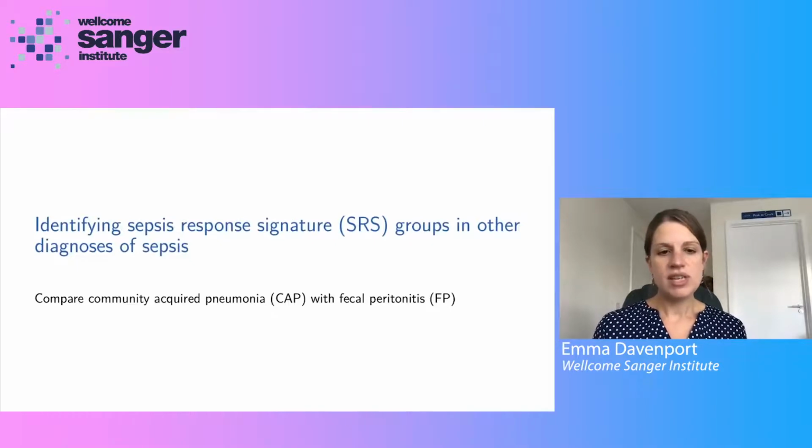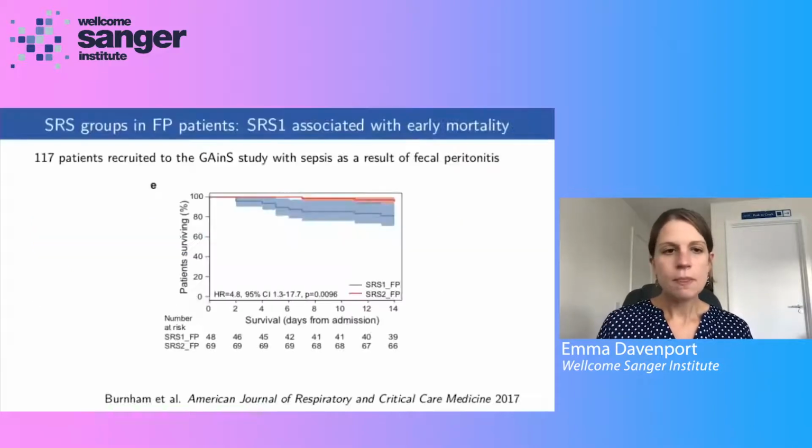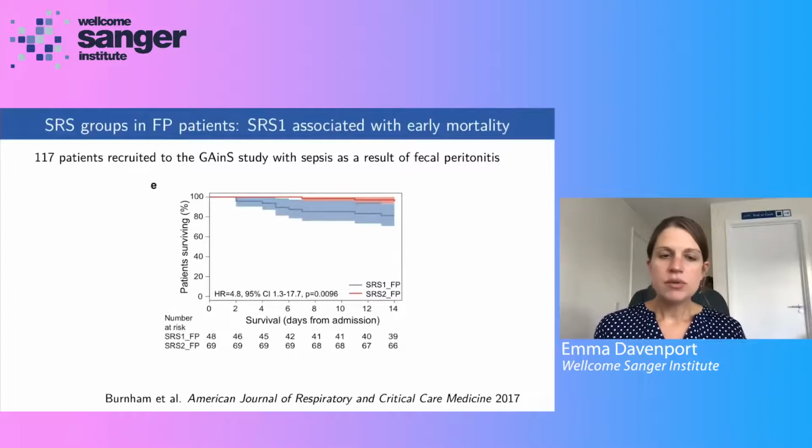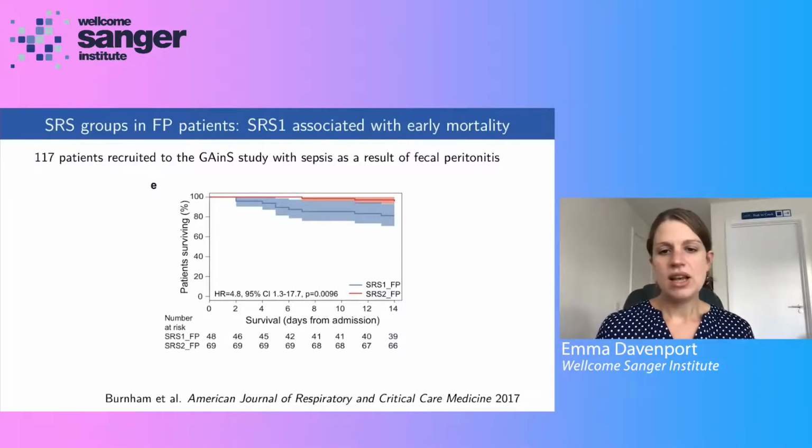in addition to our community-acquired pneumonia patients, we also recruited fecal peritonitis patients to the GAINS cohort. These are patients where there's been some sort of perforation in the bowel, which means that they have bacteria leaking, and so this is a very different cause of sepsis. In 117 patients recruited to the GAINS study that had sepsis as a result of fecal peritonitis, we again used our 7-gene set to assign SRS1 or SRS2 group membership. And again, from this survival curve, you can see that this SRS1 group consistently have a much poorer outcome, particularly early on, in the first couple of weeks after the sample was taken.